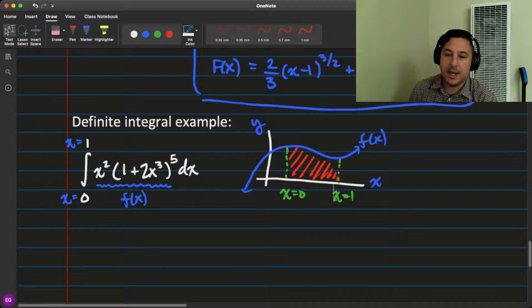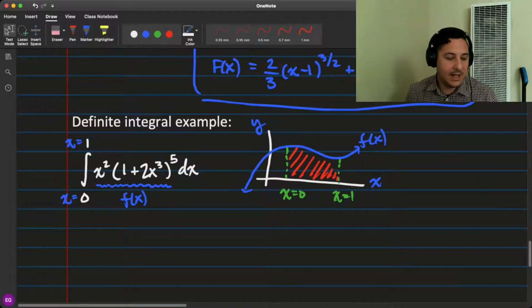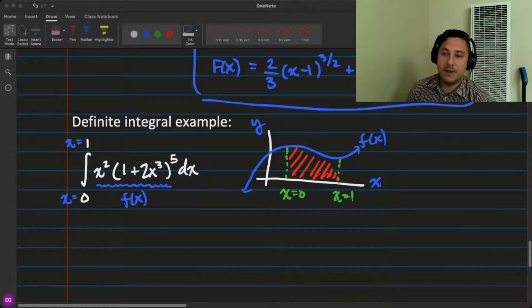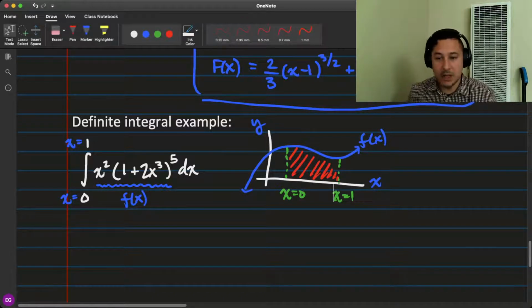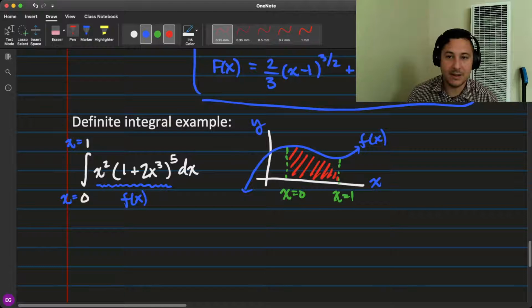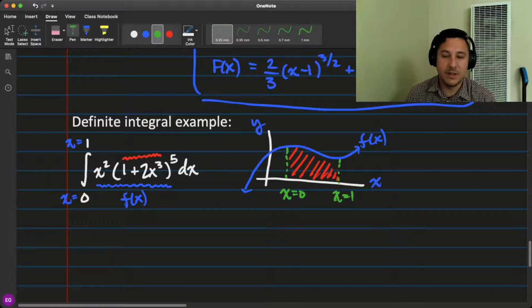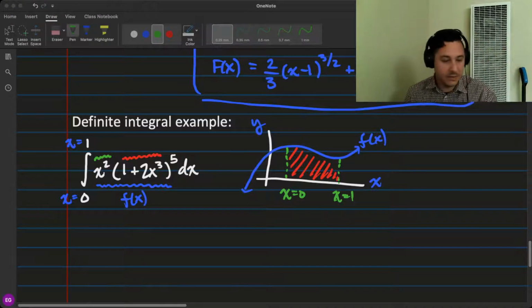Now this is a complicated, ugly function. If you wanted to find the antiderivative of this, you could expand that stuff to the 5th power, but it's easier to do a substitution. Because you notice that the stuff inside here, what's the derivative of 2x cubed? Well, it's going to be pretty close to x squared, right? Those definitely are pretty close to being derivatives of each other.